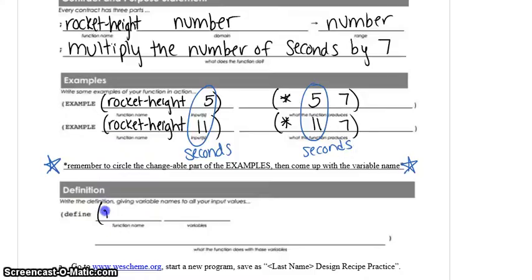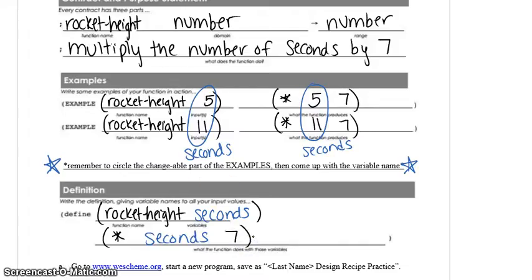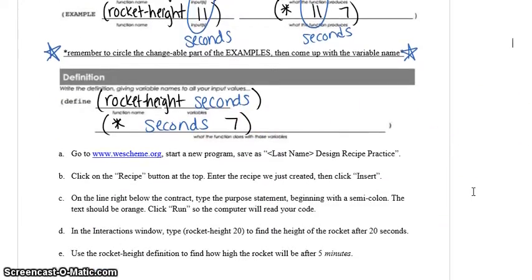So when we go to write our definition, we still have the name of our function, but instead of writing a specific number, we're using our variable, seconds. On the second line, which would actually be the second box when we're typing in the computer, we want the computer to multiply whatever number I'm using for seconds times 7. That's my definition. When I type this in the computer, I'm actually going to do this at the end of the video. When I type it in, we should be able to use the rocket height function to calculate the height of the rocket after any number of seconds.